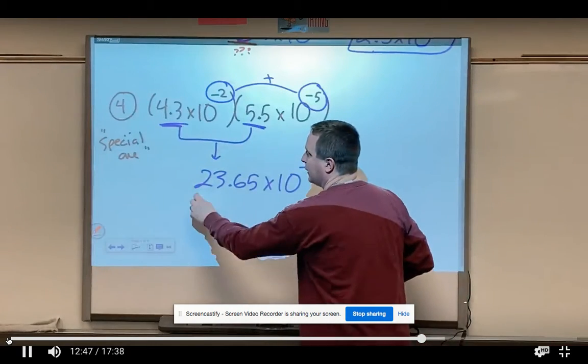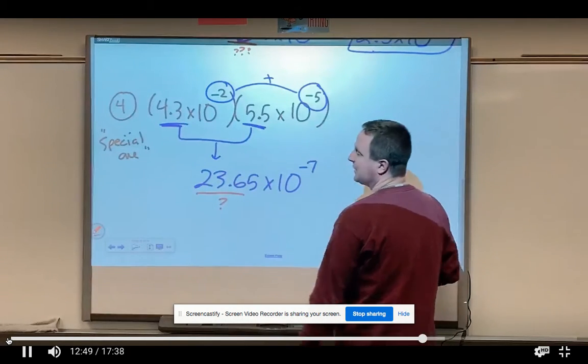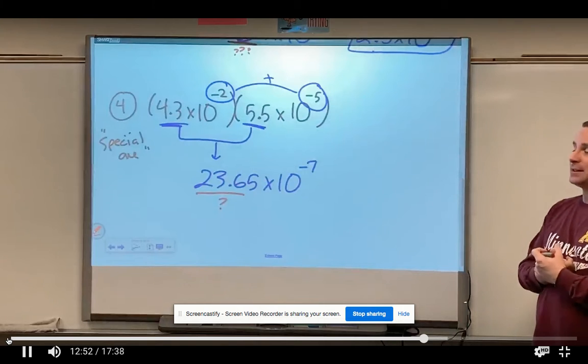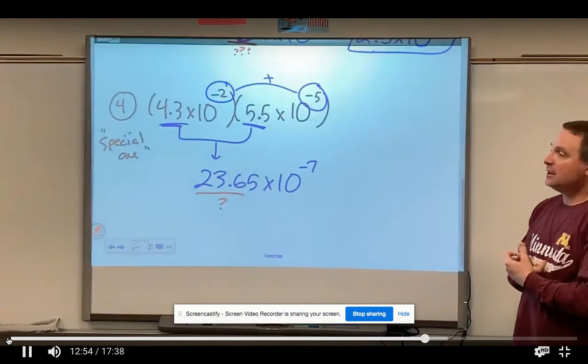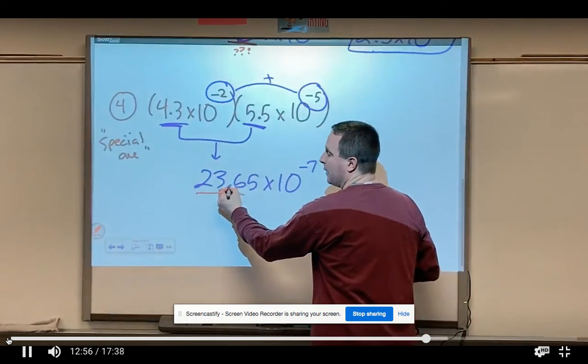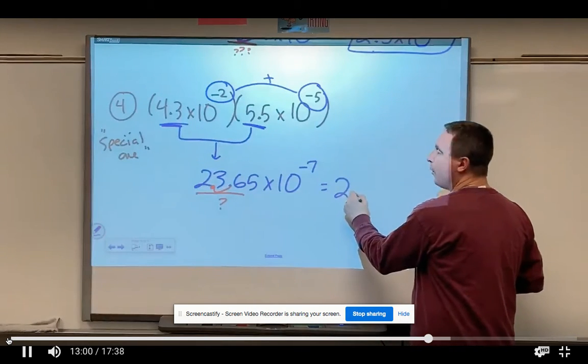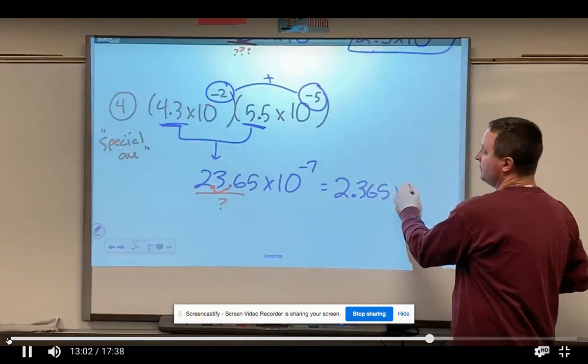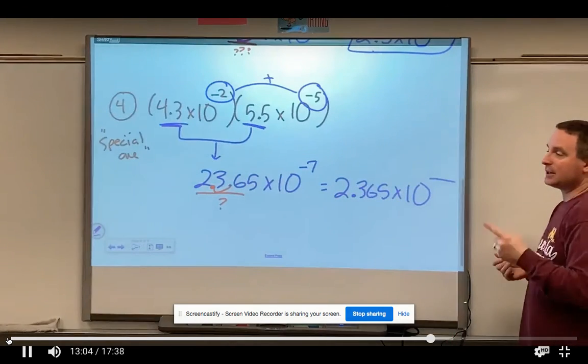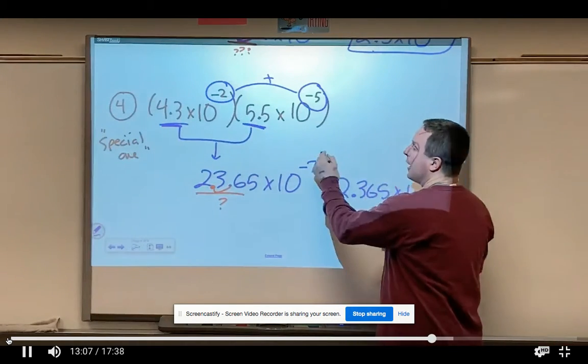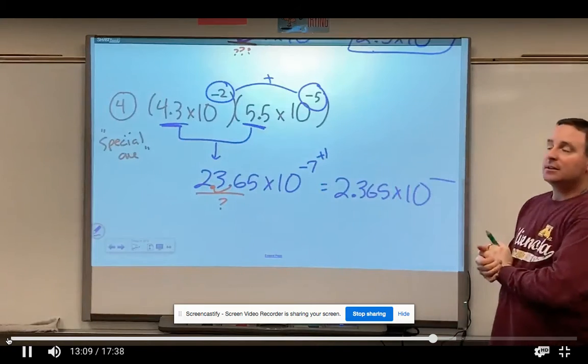But again, I go back and I look at this part. Oh, that's too big. 23.6 is way bigger than 10. Okay? We want that decimal point to bump over one more time. So it should be 2.365 times 10 to some power. And I just had to move it once. So I would add another one on to my exponent.